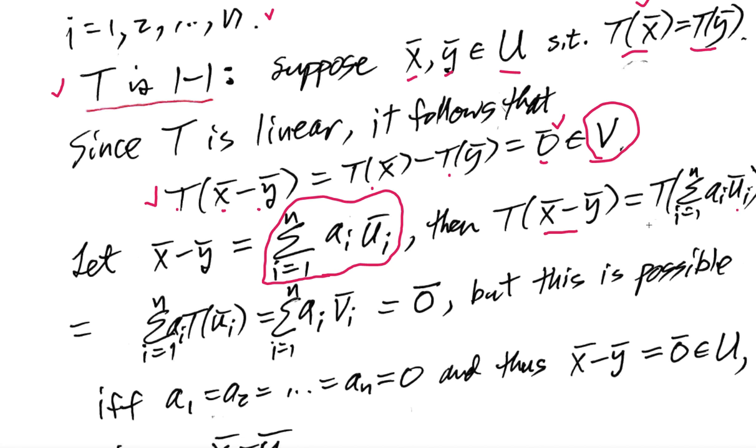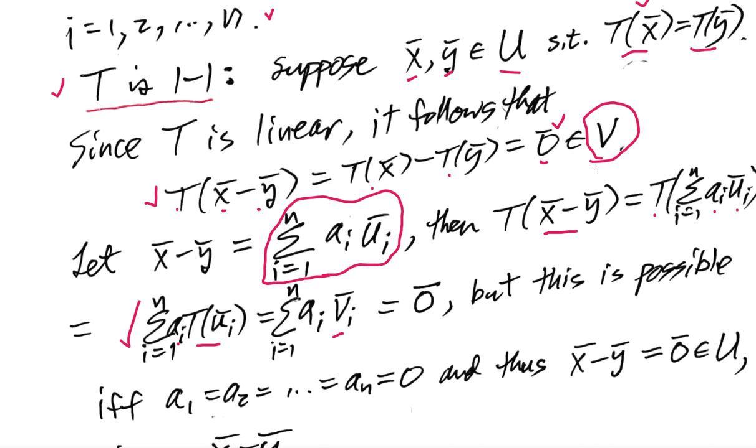Since this is a linear operator, I can move that T inside the summation sign, and those are scalar multiples, so I can move T inside those scalar multiples. So I have the summation i goes from 1 to n, a sub i times T of u sub i. But what's T of u sub i? That's v sub i, or v sub i bar if you wish. So this is the summation i goes from 1 to n, a sub i, v sub i bar.